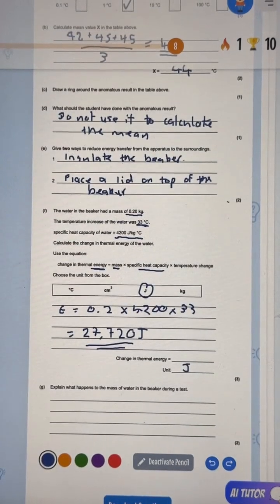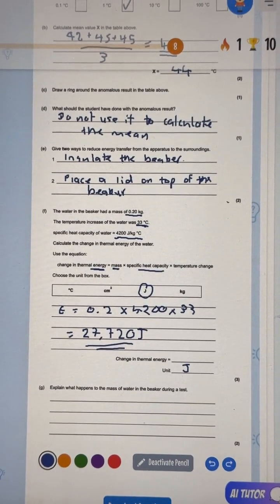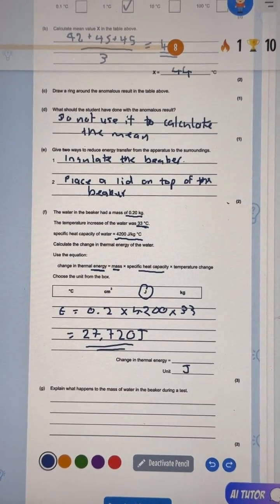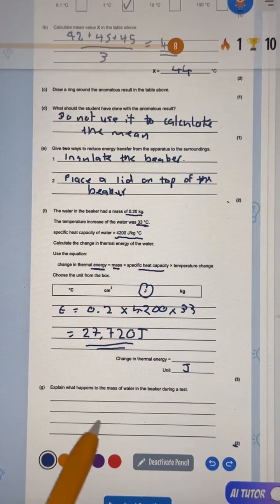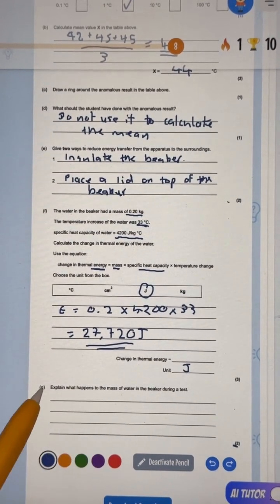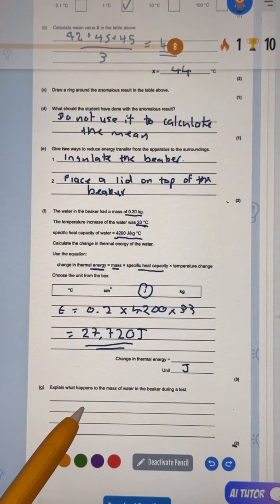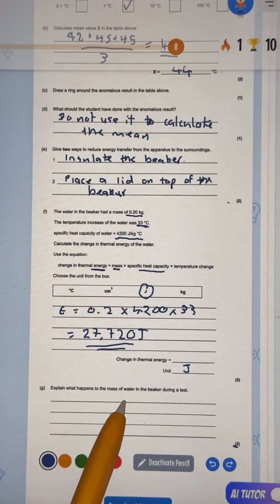And the last question, explain what happens to the mass of the water in the beaker during a test. Now, it's 2 marks. So what they're looking for is what happens and explain. So what happens and why. So 1 mark for what happens and another mark for why it happens. So does anyone have any idea?